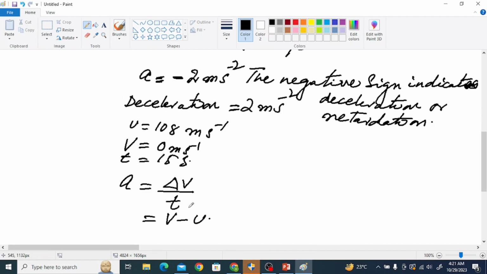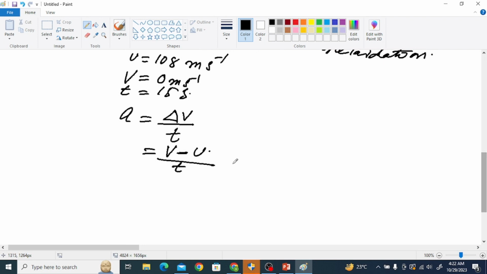To find delta v, either for acceleration or deceleration, remember that you have to subtract the initial velocity u from the final velocity v. So you have to write the v in positive and u with a minus sign, divided by the time interval t. Now from the given data, the final velocity of the car is 0 because it is brought to rest, and its initial velocity from where it has started is 108 meter per second, and the time for this journey is 15 seconds.